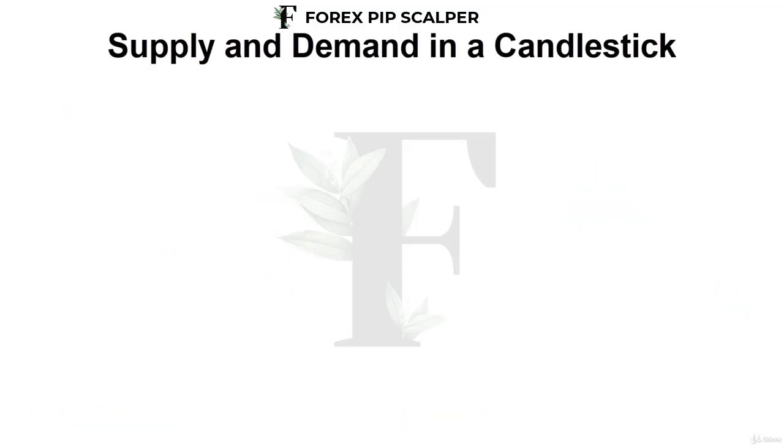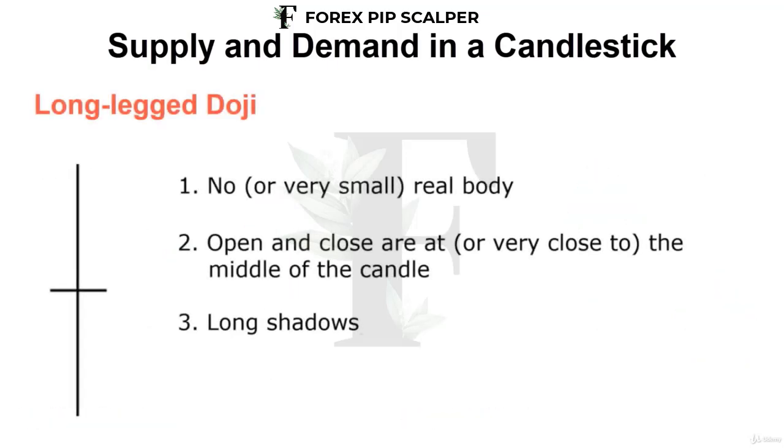The second important candlestick is the doji. Specifically, I want to mention the so-called long-legged doji. A long-legged doji has many characteristics. No real body, or a very small one. The opening and closing price are in the middle of the candle, and then it has long shadows, at least longer than the small real body.